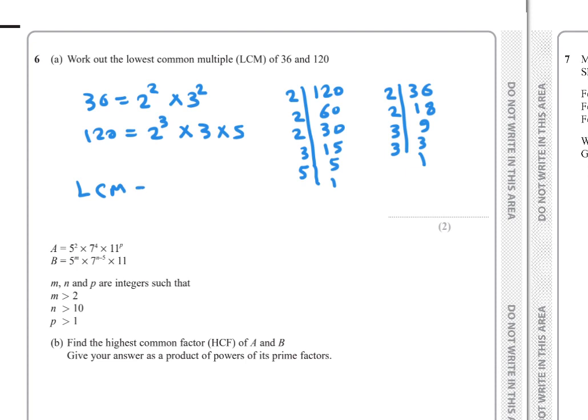LCM takes all factors, and if the factor is common, he will take the greatest power. So 2 power 2 and 2 power 3, he will take 2 power 3. 3 power 1 and 3 power 2, so 3 power 2. And you have 5, he will take 5. Equals 360.